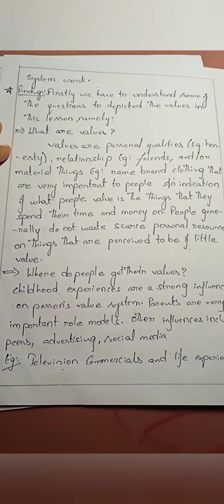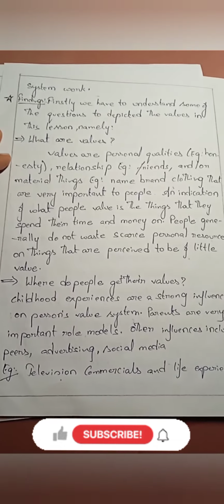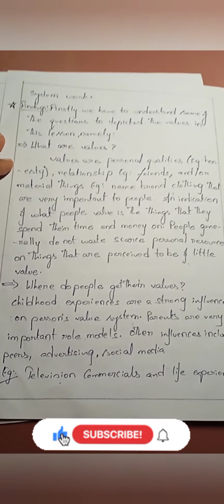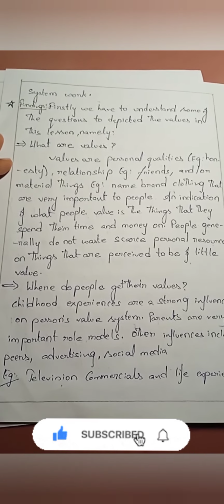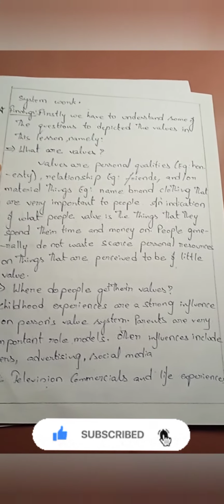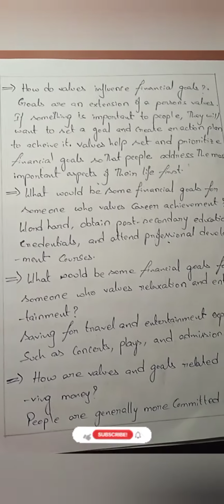Childhood experiences are strong influences on personal value systems. Parents are very important role models. Other influences include peers, advertising, and social media. Example, television commercials and life experiences. How do values influence financial goals?